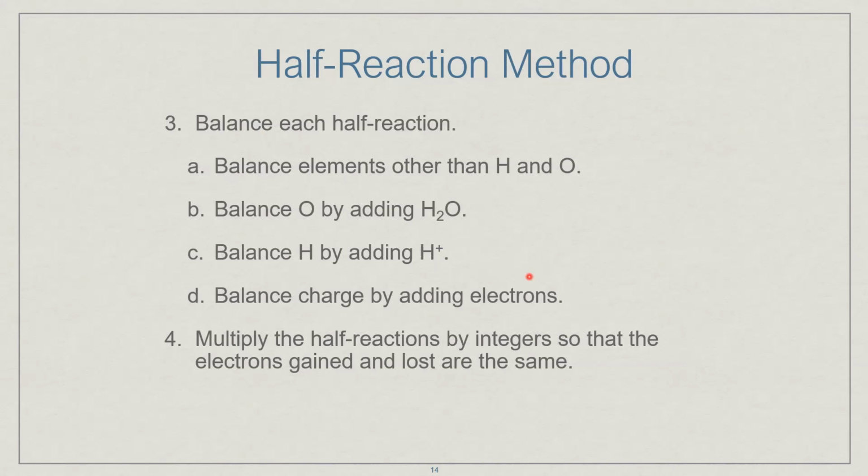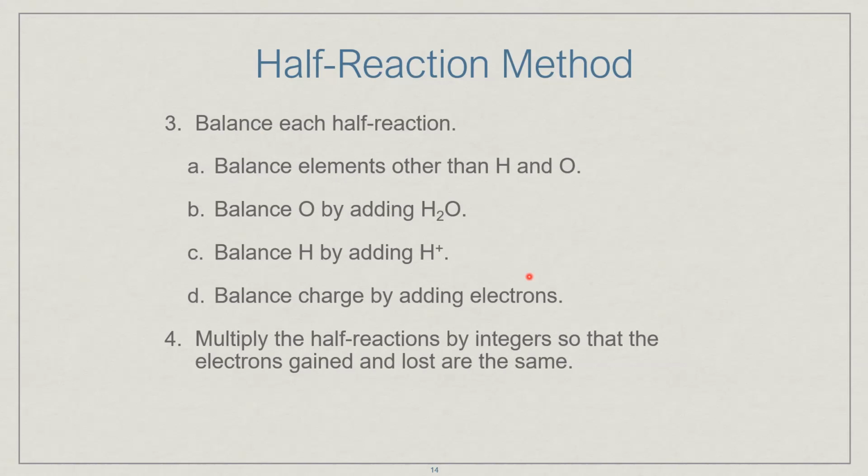So the next step is just going to be to take each of those half reactions, and we may need to only multiply one of them. We may not need to multiply either of them. We could have to multiply both of them, but we're just going to take those half reactions and then multiply them by some integer in order to make sure that the number of electrons involved in both of those is the same.